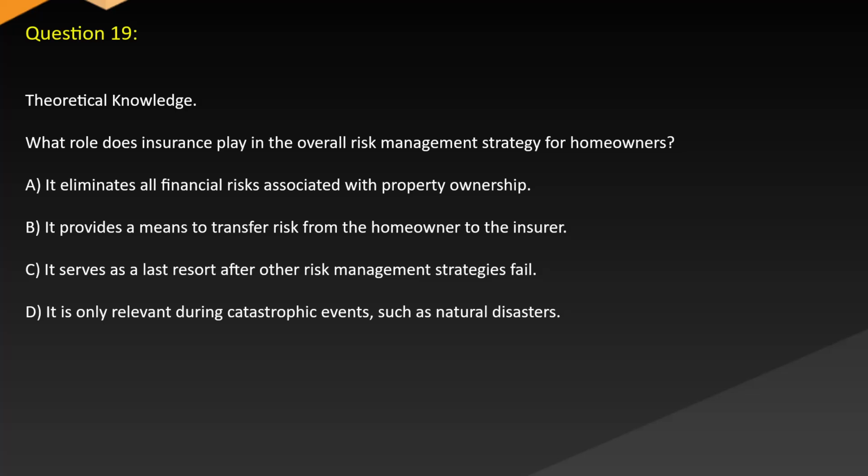Question 19. Theoretical knowledge. What role does insurance play in the overall risk management strategy for homeowners? A. It eliminates all financial risks associated with property ownership. B. It provides a means to transfer risk from the homeowner to the insurer. C. It serves as a last resort after other risk management strategies fail. D. It is only relevant during catastrophic events such as natural disasters.